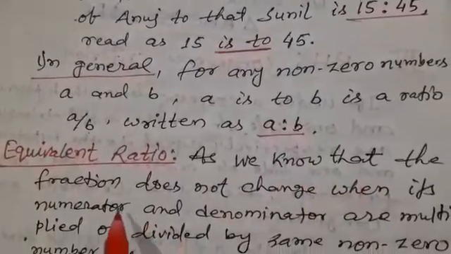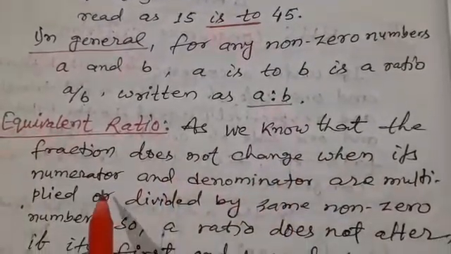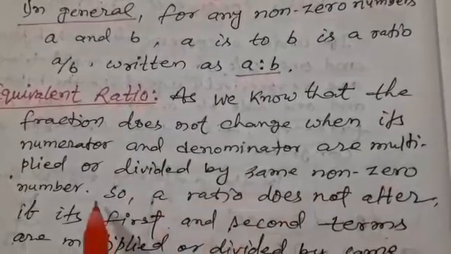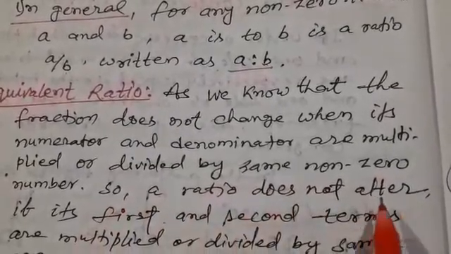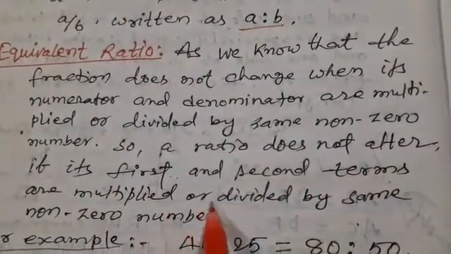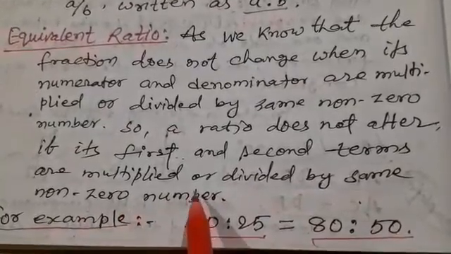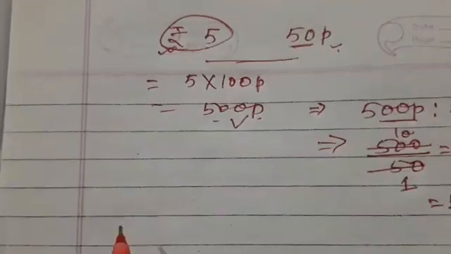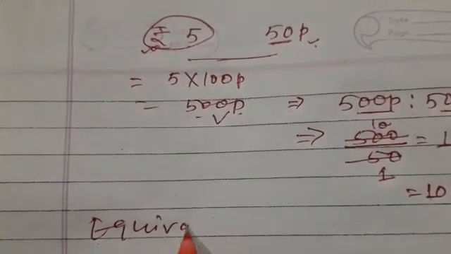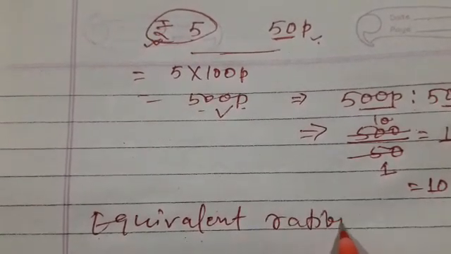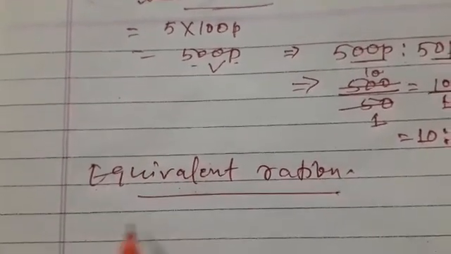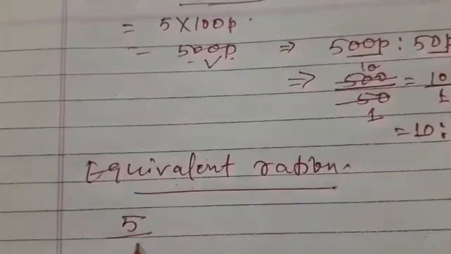As we know, the fraction does not change when its numerator and denominator are multiplied or divided by the same non-zero number. So a ratio does not alter if its first and second terms are multiplied or divided by the same non-zero number. Dear students, we see the detail in equivalent ratios. When we multiply or divide a fraction, for example, we write 5 by 8.